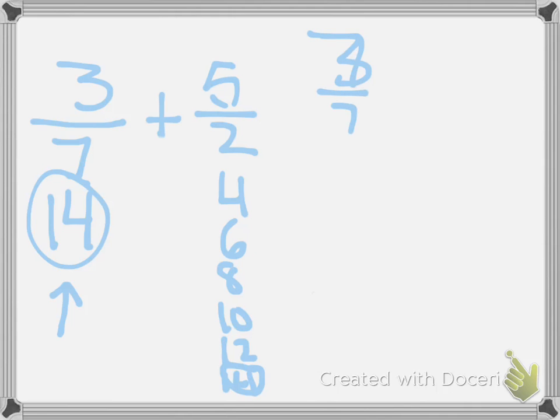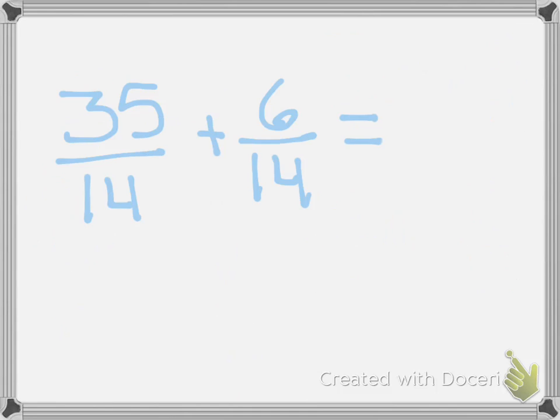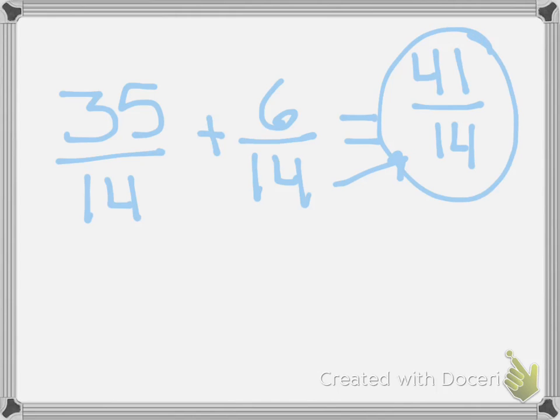3/7 needs to have a denominator of 14. To get that, we have to multiply the top and bottom by 2. 3 times 2 is 6, and 7 times 2 is 14. 5/2 also has to have a denominator of 14, so we'll multiply the top and bottom by 7. 5 times 7 is 35, and 2 times 7 is 14. 35/14 plus 6/14. 35 plus 6 is 41, and again you have to keep the denominator the same, so the denominator will be 14. This can't be simplified, so this is your answer.